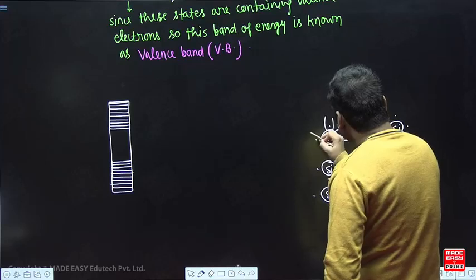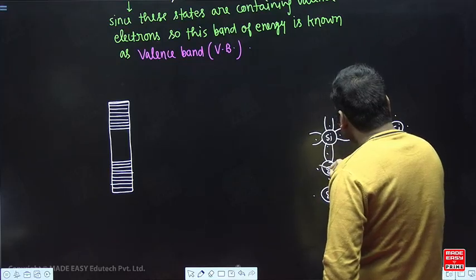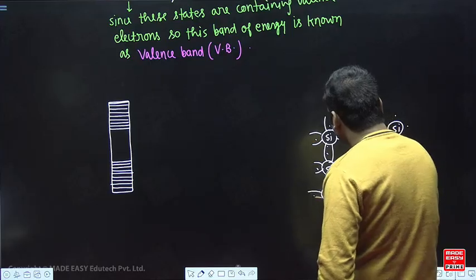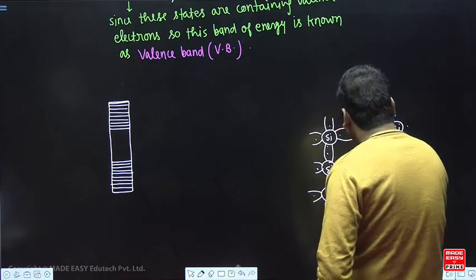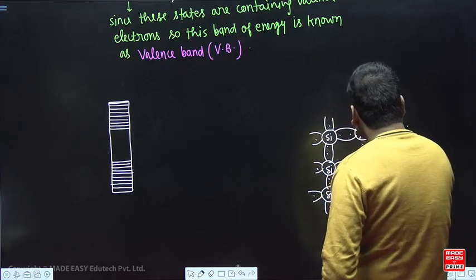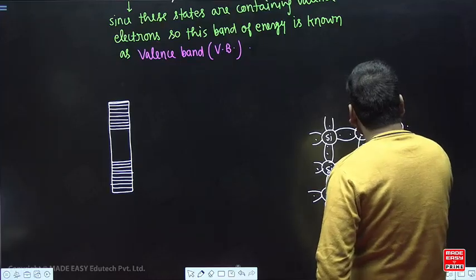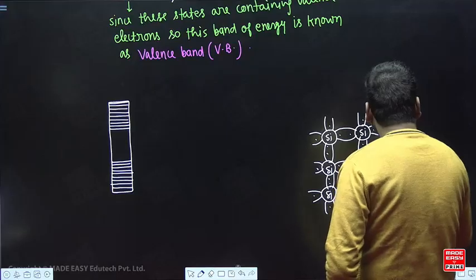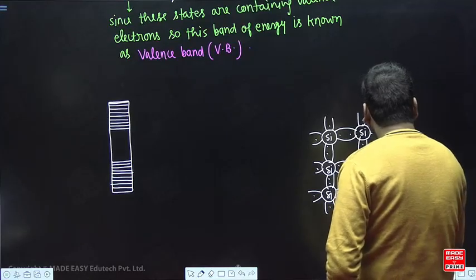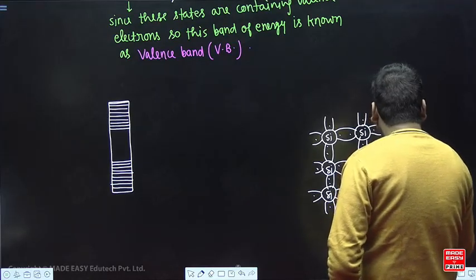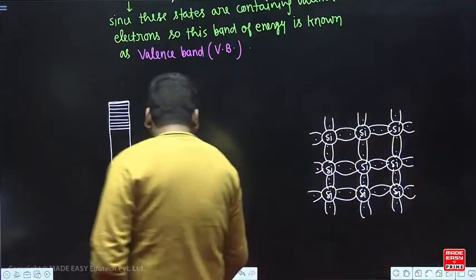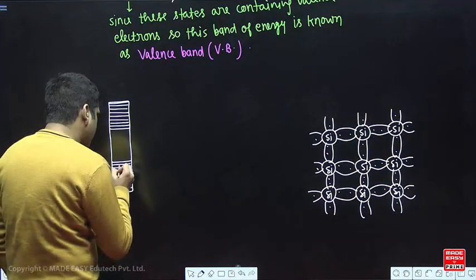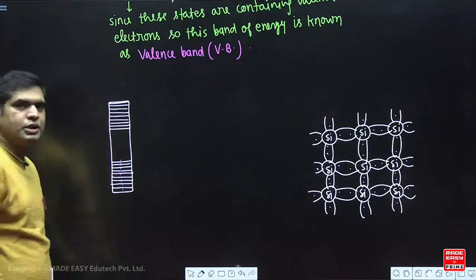So all these valence electrons have participated in the bond formation. If we are at 0 Kelvin, let us suppose no thermal energy, no external energy is provided to this system. So this system is stable, this crystal is stable. All these electrons which are in the valence band, they are in the bond. They have participated in the bond formation, right?